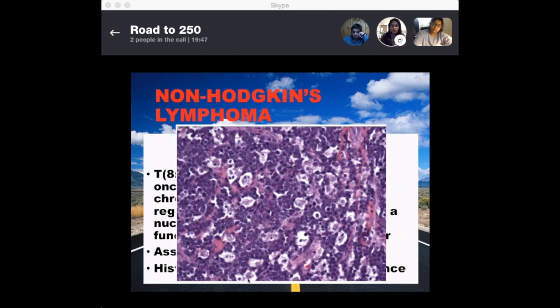And then c-Myc is again a transcription factor that upregulates cell division. So hence why we see lots of apoptosis occurring, anti-apoptosis. So I'm confusing myself. High turnover rate, and so you see apoptotic debris.